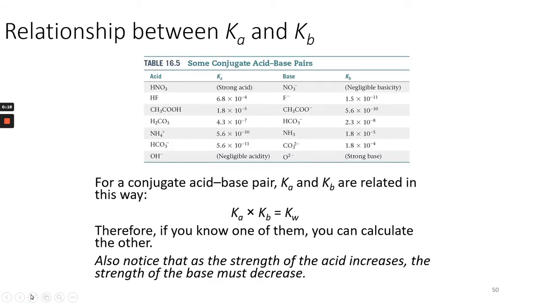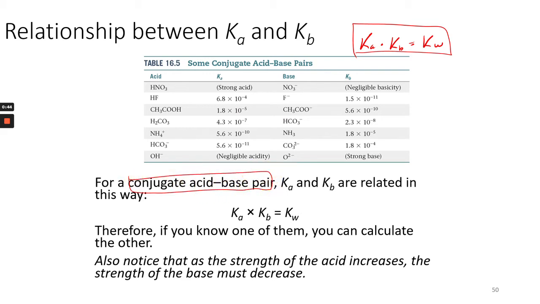So, the relationship between Ka and Kb. We talked about this a little bit already, but if you multiply the two, Ka times Kb will give you Kw. For conjugate acid-base pairs, your Ka and Kb are related in such a way. And this is important: you can only multiply Ka and Kb to get Kw if they are conjugate acid-base pairs. If they are just two random acids and bases, you can't multiply them to get Kw. But if you know one, then you can calculate the other.